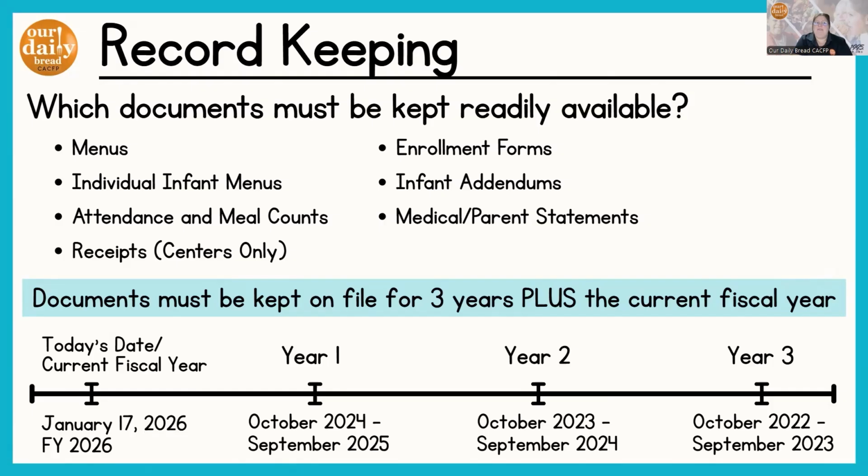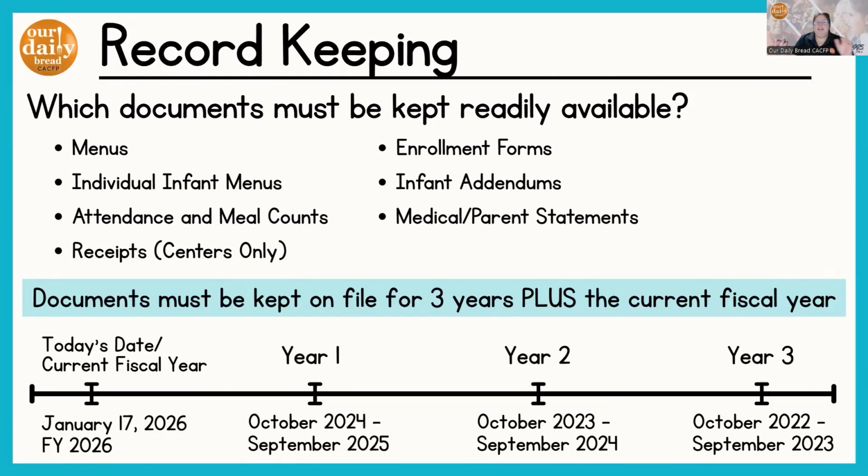So now let's dive into record keeping, which is really essential to maintaining compliance and ensuring just smooth operations within our programs. So let's start by focusing on the types of records you need to have readily available. This includes enrollment forms, infant addendums, medical or parent statements, attendance and meal counts, and then for centers, you also need to have your receipts.